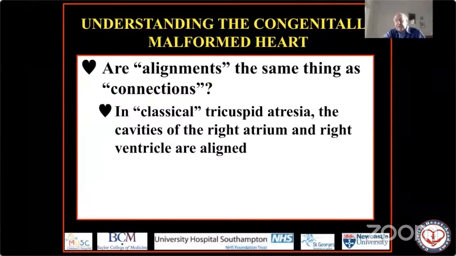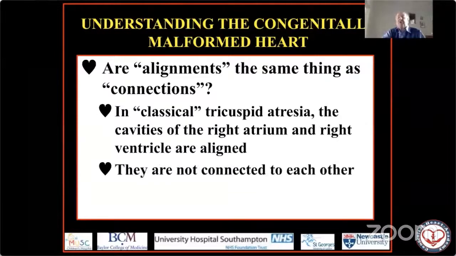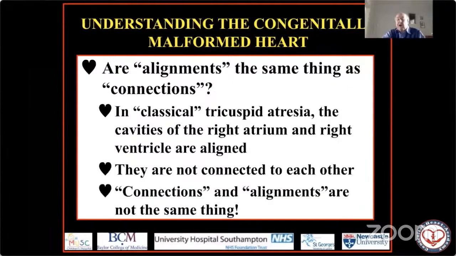But to counter our approach of connections, Richard introduced the notion of alignments. And this, to me, is still the big difference between our systems, because alignments are not the same thing as connections. And we're going to illustrate that to you in the setting of classical tricuspid atresia. Because without question, in this heart, the right atrium and the incomplete right ventricle are aligned, but they are not connected one to the other. So connections and alignments, unfortunately, are not the same thing.